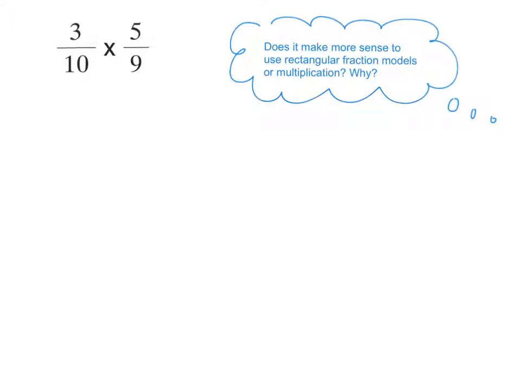If I draw a rectangular model and I want to show 3/10, I have to split it into how many equal sections? 90. 10 first, and then 9 the other way. 90 sections. Is that a lot? Yeah. Is it impossible? No, but is it a good idea? No. Not really. So in this case, when the numbers are big, it might be a good idea just to write a multiplication equation. So what would be my multiplication equation in my numerator? Everyone? 3 times 5. And what would be in my denominator? 10 times 5.